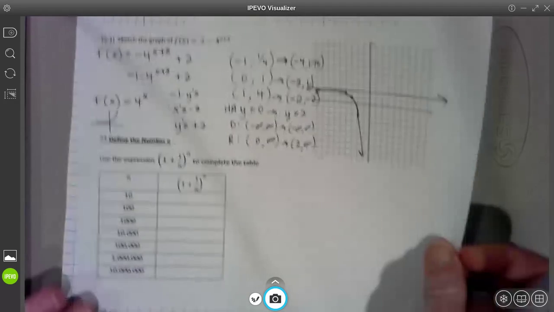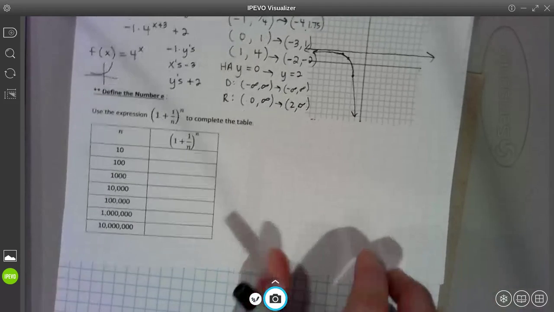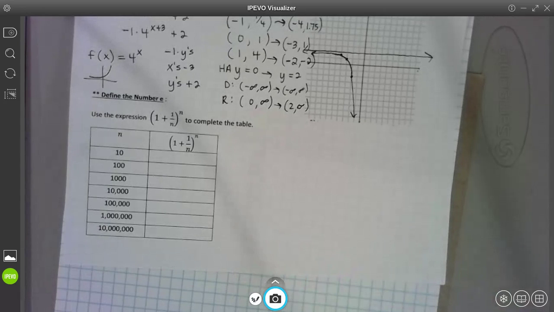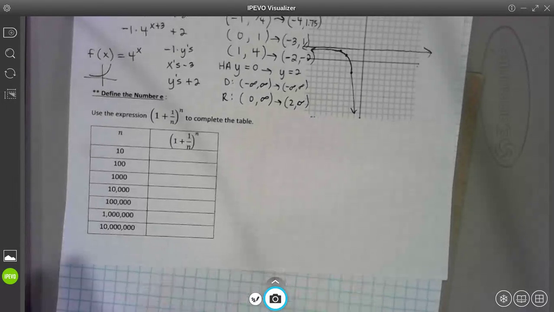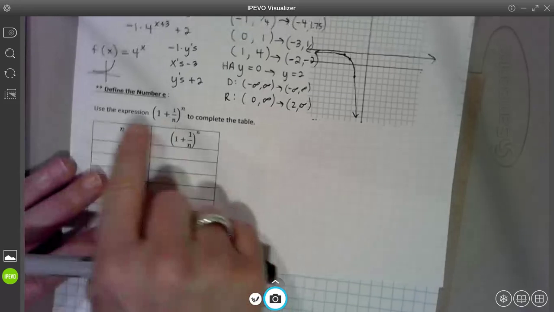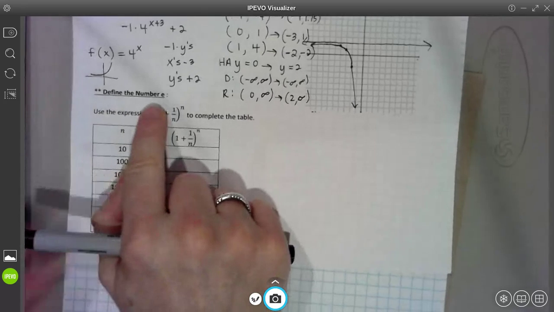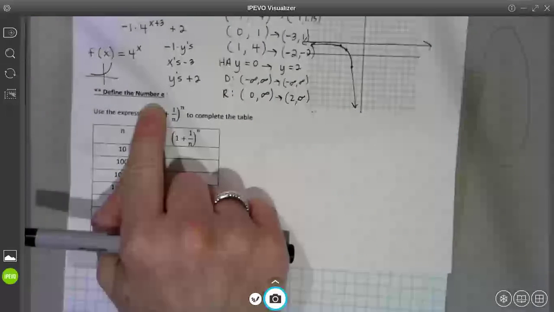The only other thing I want to accomplish today is I want to introduce a number to you. You've probably seen it maybe in a physics class or even last year in Algebra 2 when you were working with logs and exponential functions, but it's a really, really important number and you have to get used to who he is and how we're going to use it. So guys, I want to define the number e.